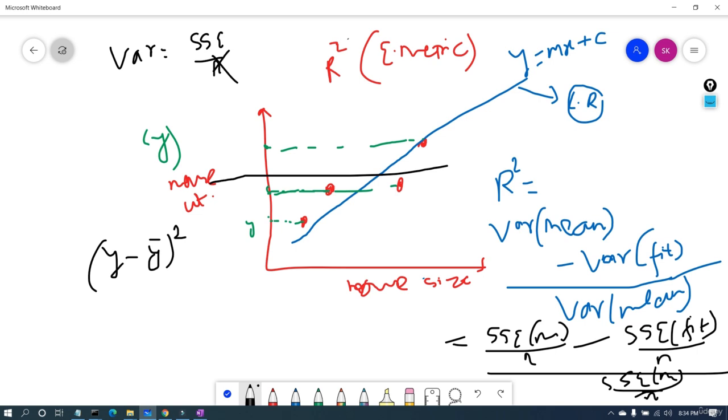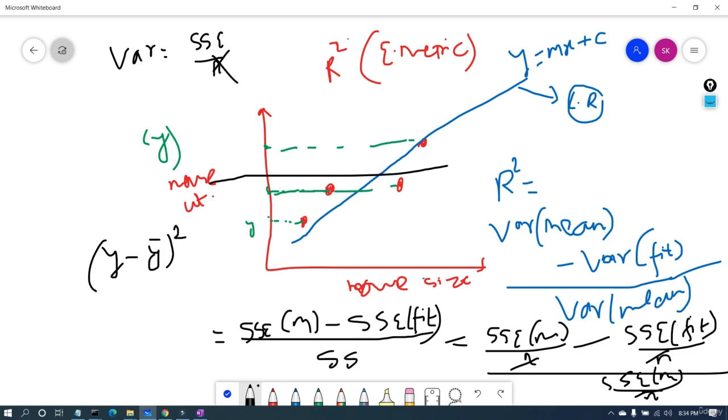All of this n cancels out, and our formula becomes sum of squared error of mean minus sum of squared error of fit, divided by sum of squared error of mean. So this will be our formula. You can take an LCM from here, and the n in the upper and lower parts will cancel out, and this formula will be our output, R square.